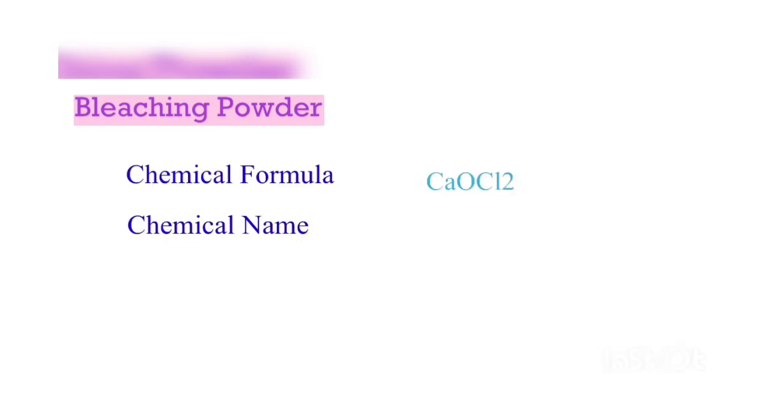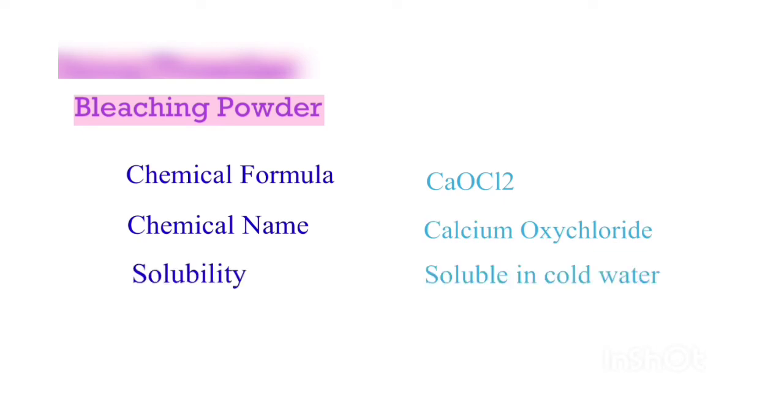Next, we will discuss bleaching powder. Its chemical formula is CaOCl2. Its chemical name is calcium oxychloride and it is highly soluble in cold water. Now, how is it prepared? First of all, it is also called chloride of lime.